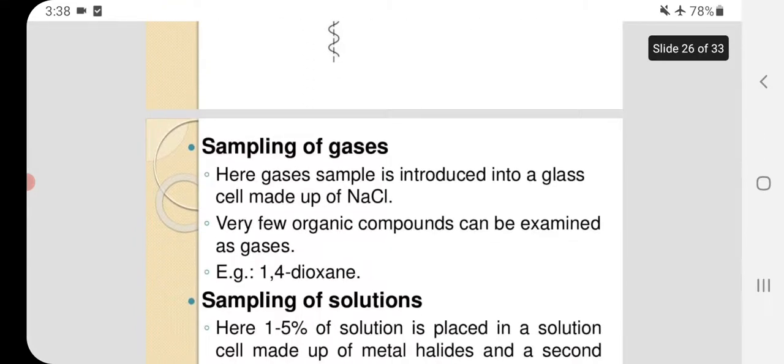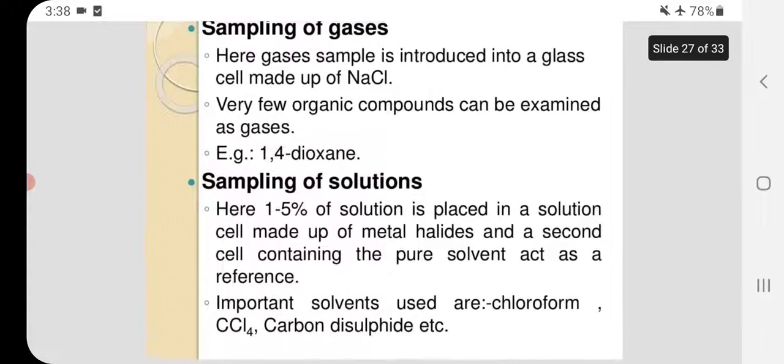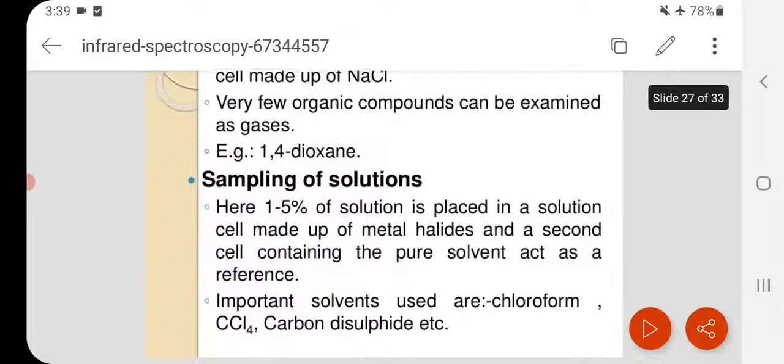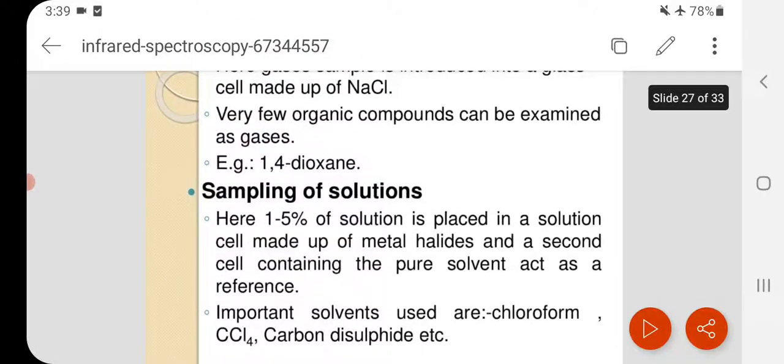Sampling of gases. Here the gas sample is introduced into a glass cell made up of NaCl. Very few organic compounds can be examined as gases. Example, 1,4-dioxane. Sampling of solutions. Here 1 to 5% solution is placed in a solution cell made up of metal halides and a second cell containing the pure solvent acts as a reference. Important solvents used are chloroform, CCl4, carbon disulfide, etc.